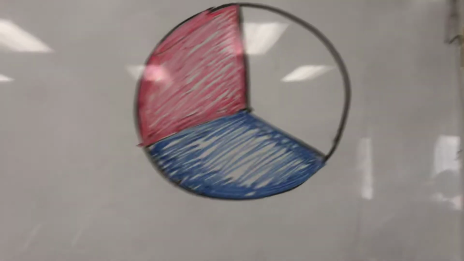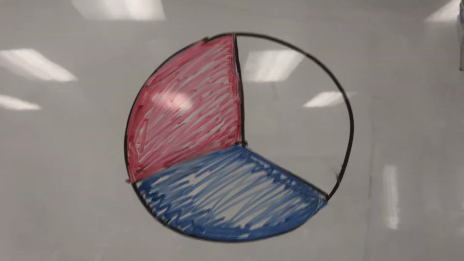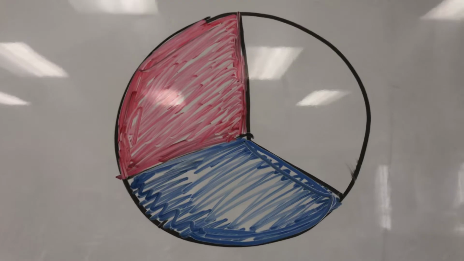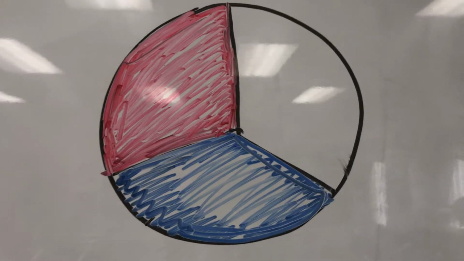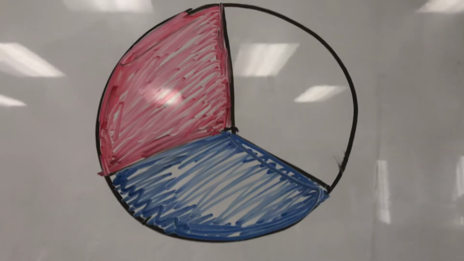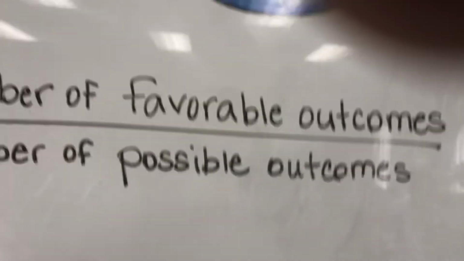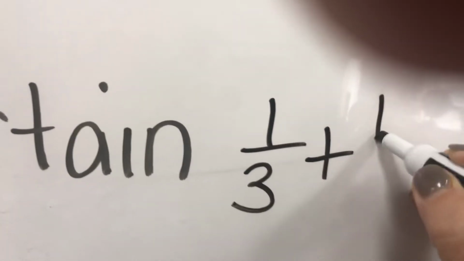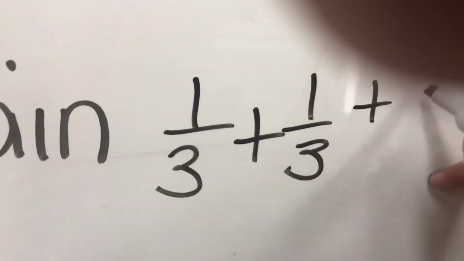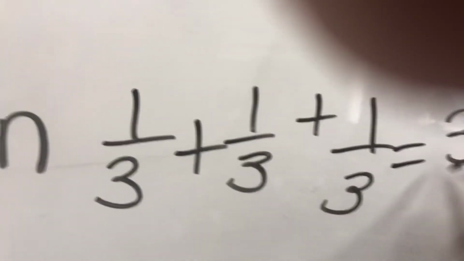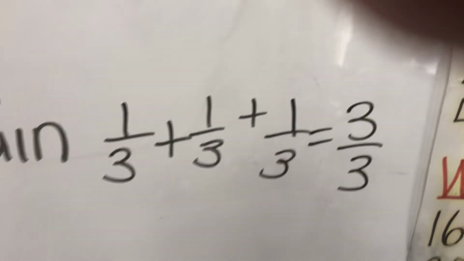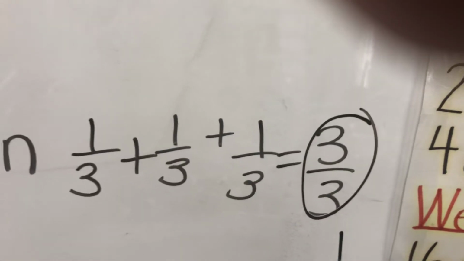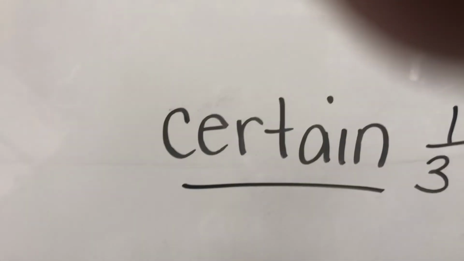You see that it has 3 parts. I want to talk to you about certain and impossible. If I ask the probability of drawing a red, a white, or a blue, you would have to write 1/3 plus 1/3 plus 1/3 equals 3/3. When it equals 3/3, it's the same as 1 whole. 3/3 tells you that it is certain.